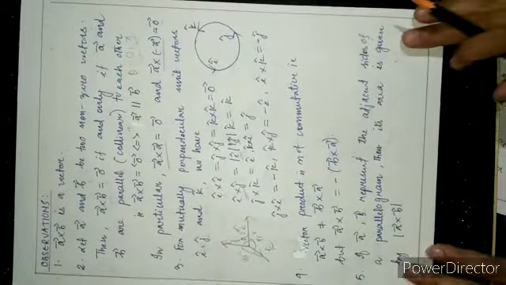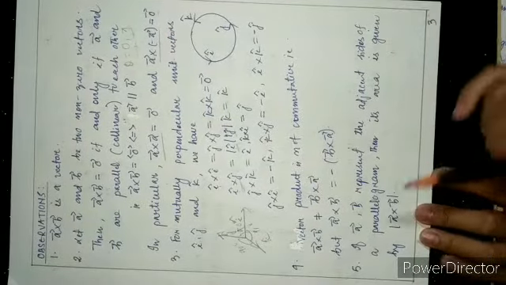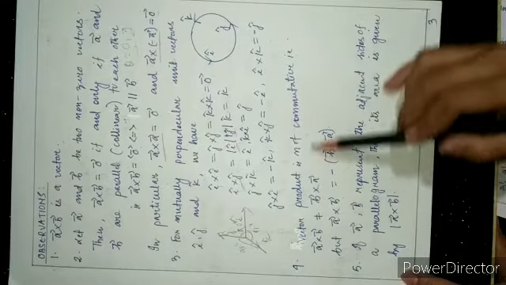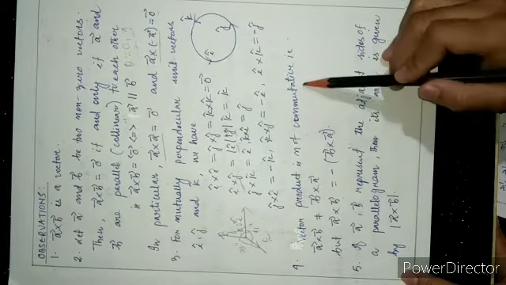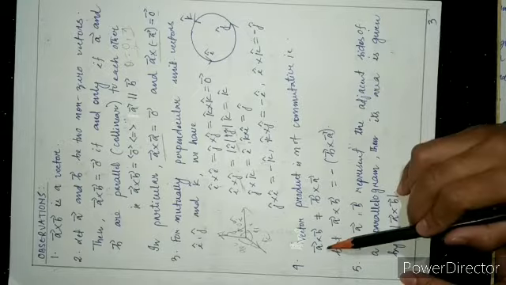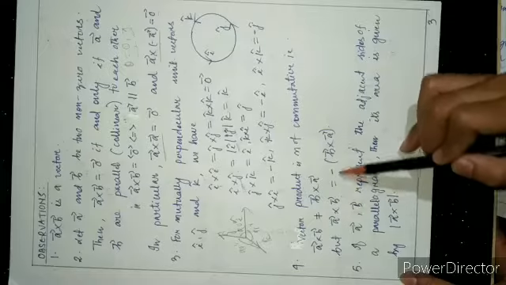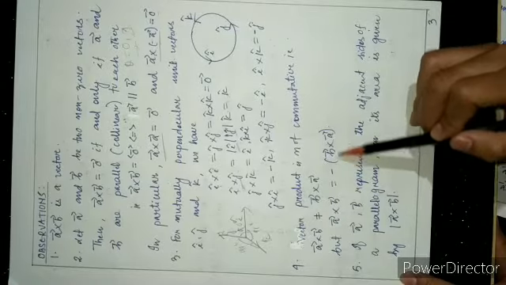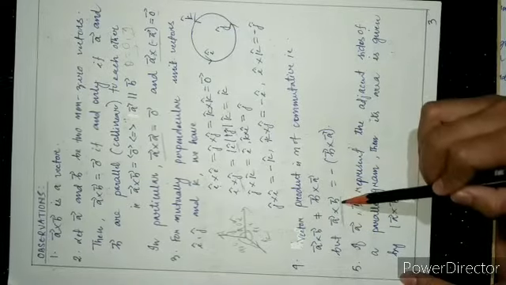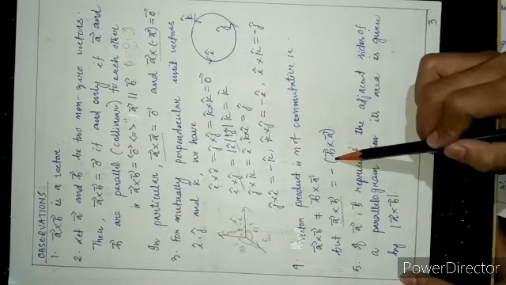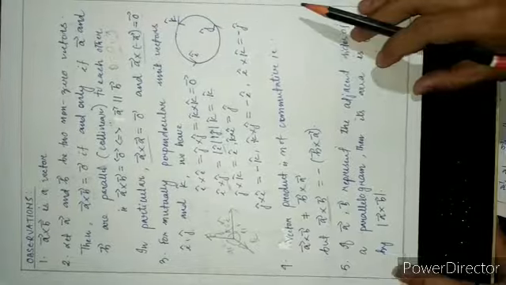Then observation number 4. Observation: vector product is not commutative. That is, A vector cross B vector is not equal to B cross A, but A vector cross B vector is equal to minus of B cross A. When the positions of A and B are interchanged, the minus sign comes in.